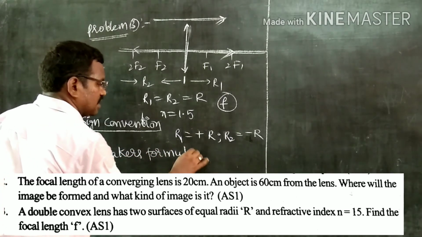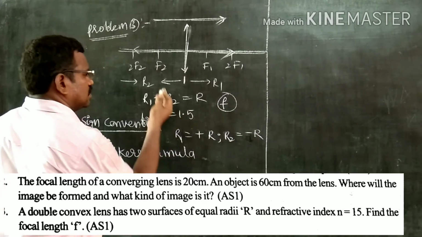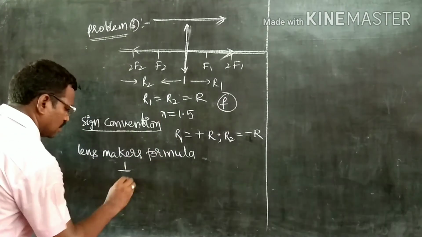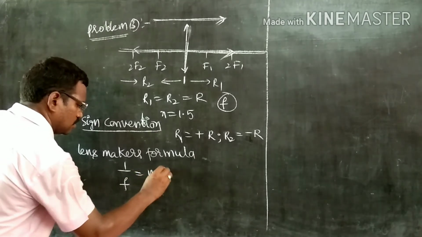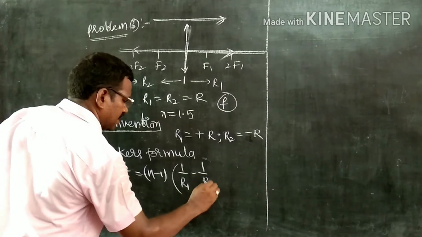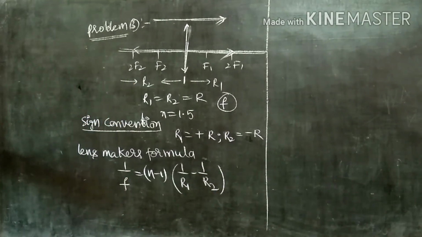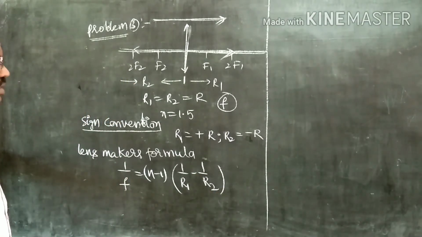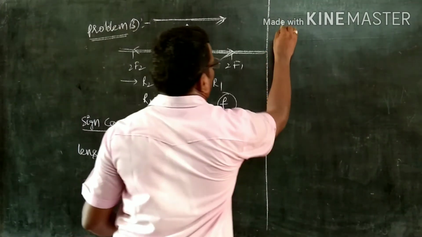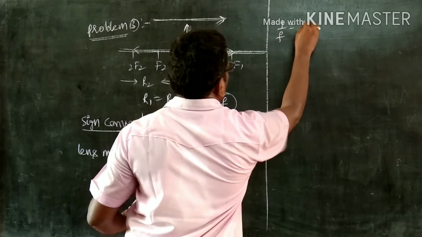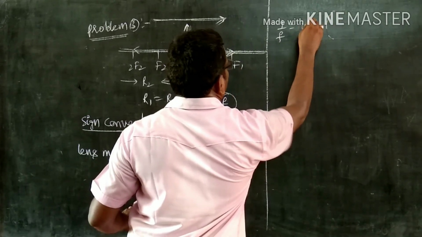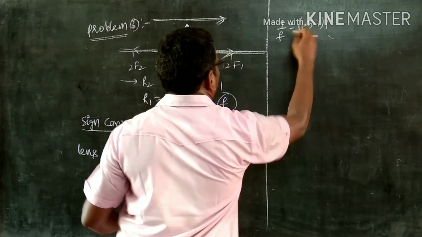Why sir? Here they are asking focal length, and by placing the refractive index as well as the radius of curvature, 1 by f is equal to (n minus 1) of (1 by R1 minus 1 by R2). This is the lens maker's formula. By applying this lens maker's formula in these conditions, we will get 1 by f is equal to (n minus 1). Instead of n we should write 1.5 minus 1.